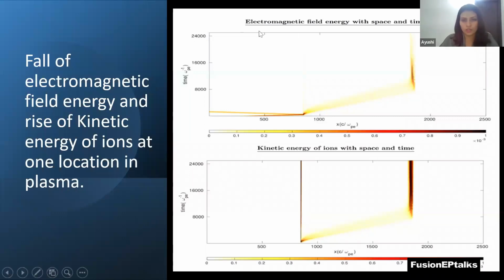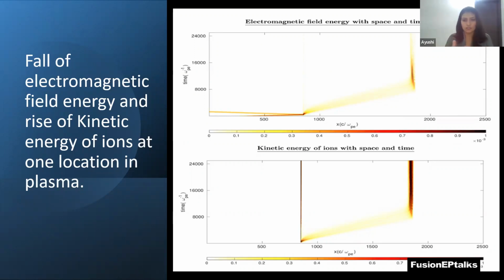To further investigate, we plot the electromagnetic field energy and kinetic energy of ions with space and time. Here, the plasma vacuum boundary is at x equal to 850. One can observe that a part of the laser hits the plasma boundary, and a part of it is reflected back. So recall that for this value of laser frequency, which was 0.06 in normalized units, only 60% was able to penetrate inside plasma, and 40% of the laser was just reflected back from the plasma boundary. So this is the 40% of the laser which is reflected back, and this is the 60% of the laser which propagates inside plasma until it reaches a point where it can no longer propagate.